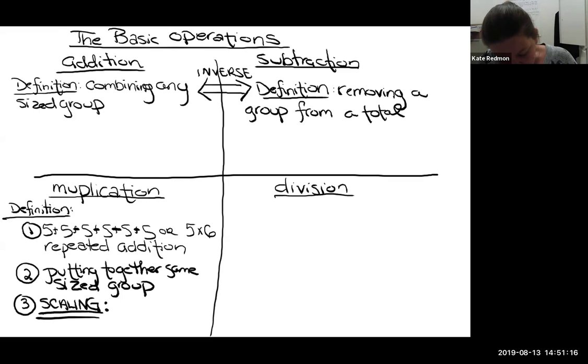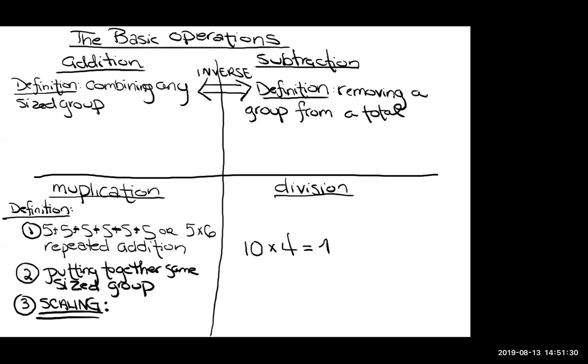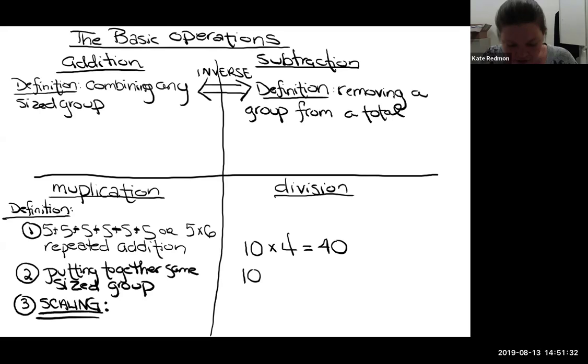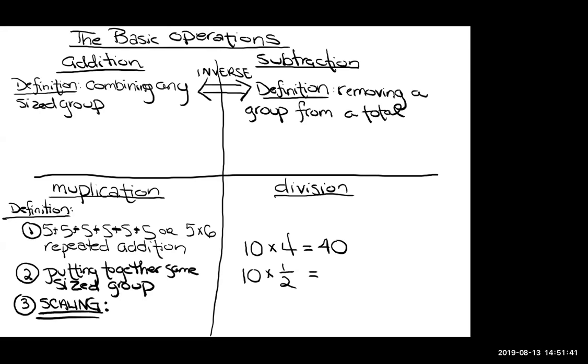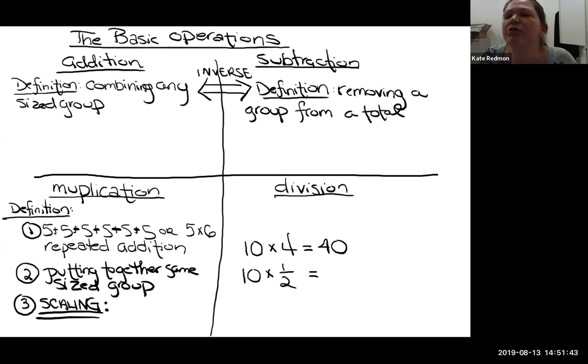So for example, I could scale 10 up 4 times larger. So if I made 10, like maybe 10 inches 4 times as large, I would get 40. Or I could scale 10 smaller. I could make 10 half as big. If I made 10 half as big, what would I get? Don't panic about the fraction. Just tell me what you'd get if you had got half of 10.